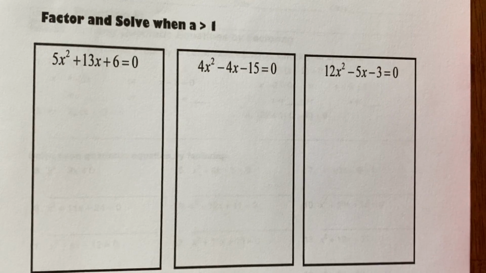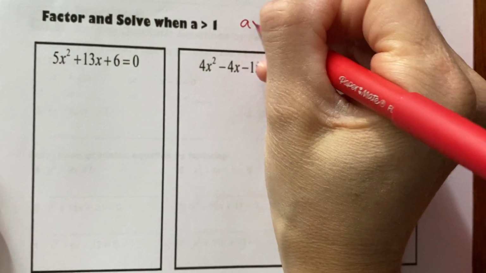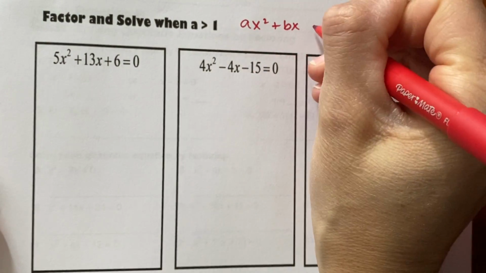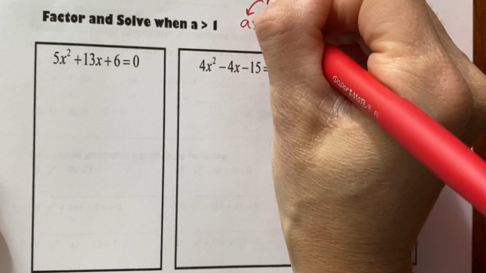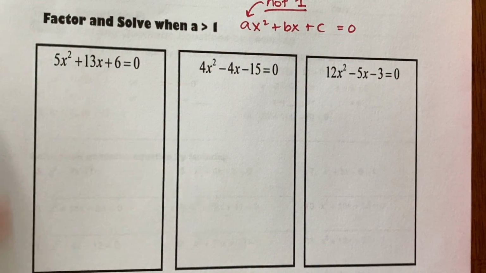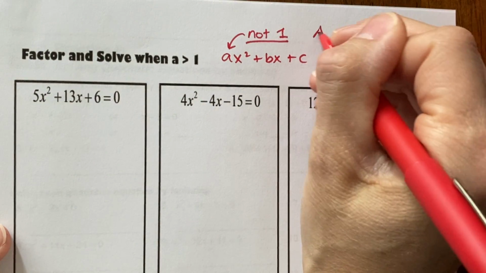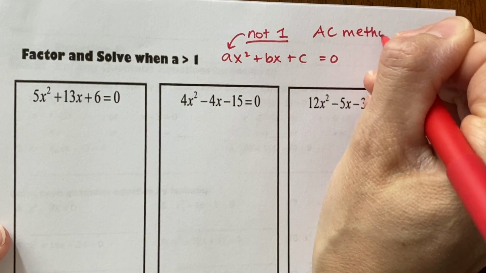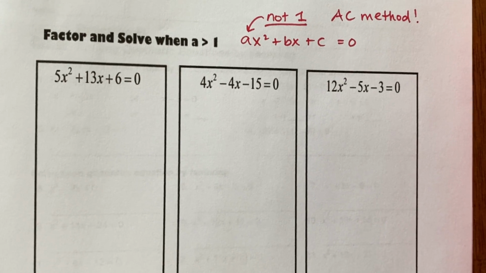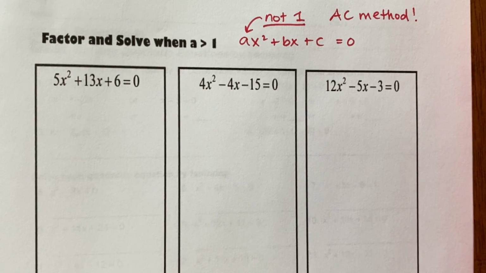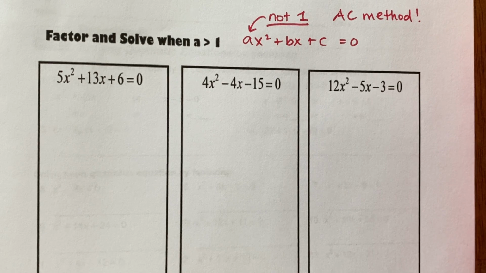Okay, so factoring and solving when a is greater than 1. So again, when we're looking at ax squared plus bx plus c equals 0, when that number is not 1, that's when we have to do the AC method, which we talked about yesterday. And if you're like, I didn't watch that one, you might want to go back and do that just to give yourself a refresher on that.